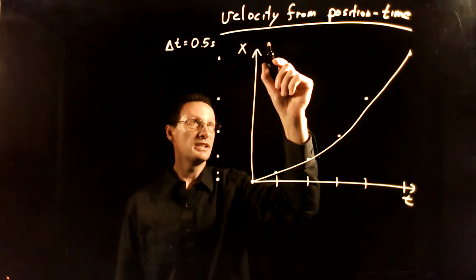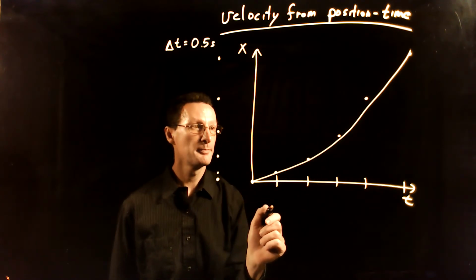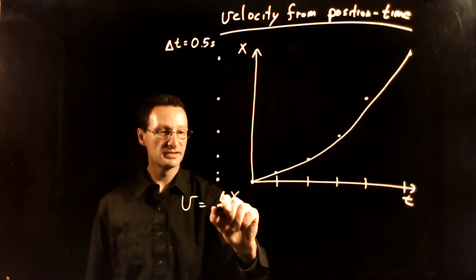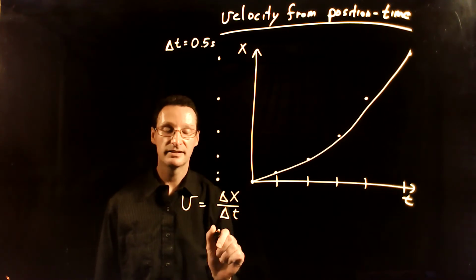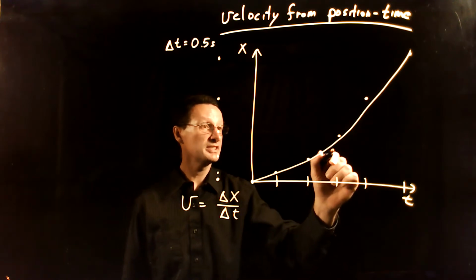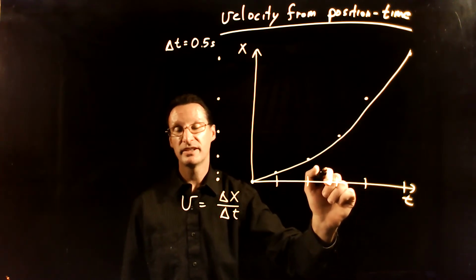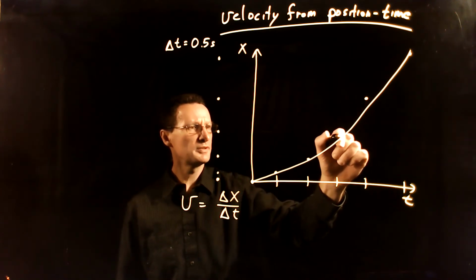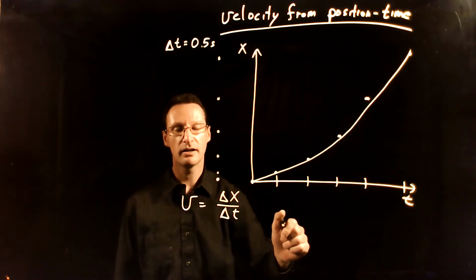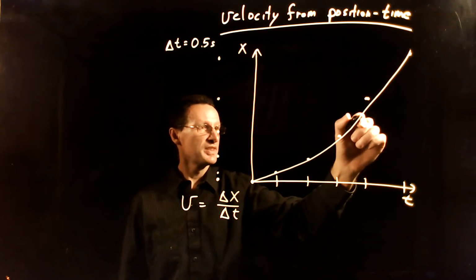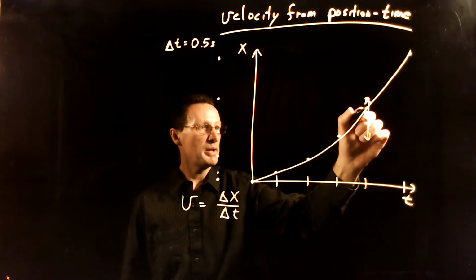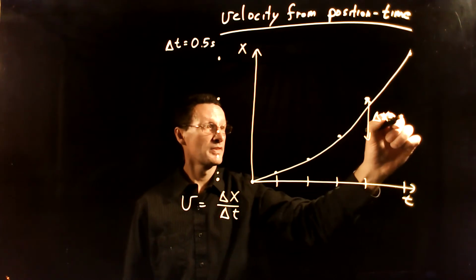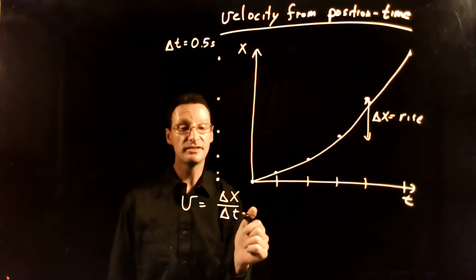How do we get the velocity from this position time graph? Well, if you recall, the velocity is the displacement over the time interval. And so the displacement is how far you have advanced over each of these points. So if we take this point and this point to be our 2 points of interest, the displacement is going to be the amount you've increased here. That's the displacement. That's the rise of the graph between these 2 points.